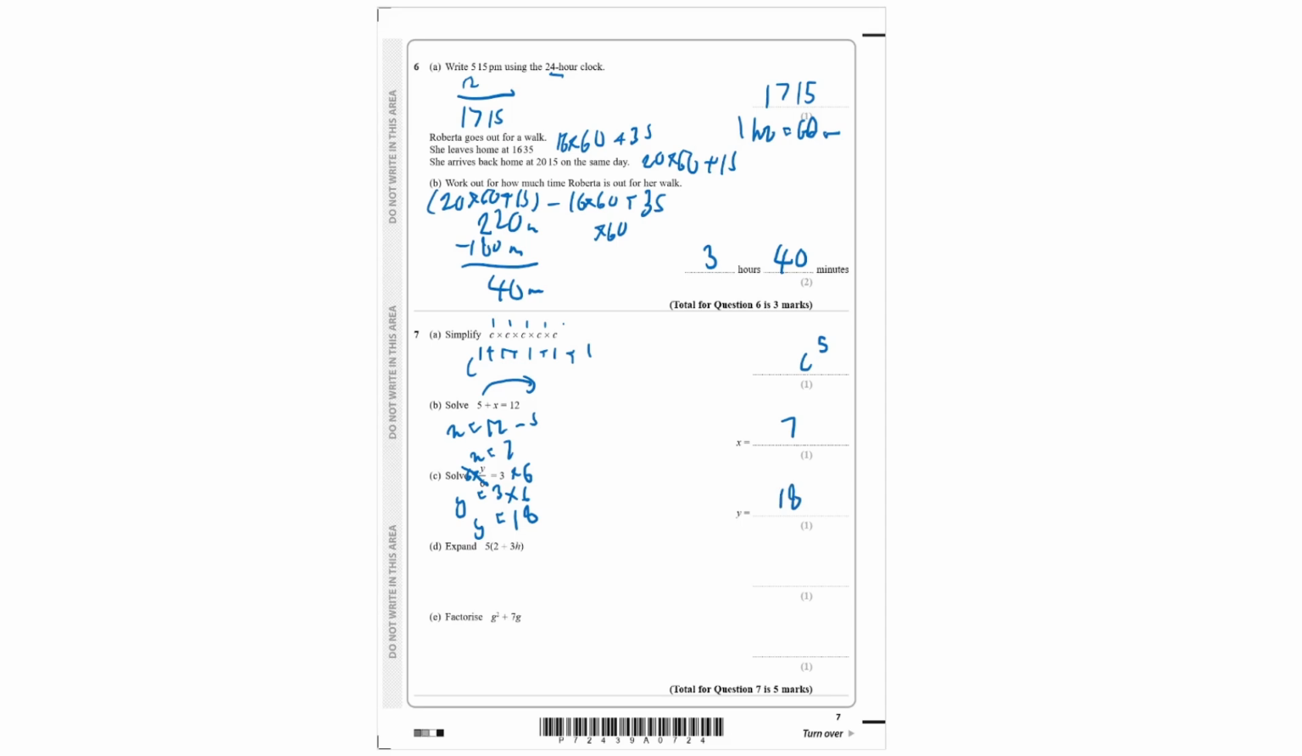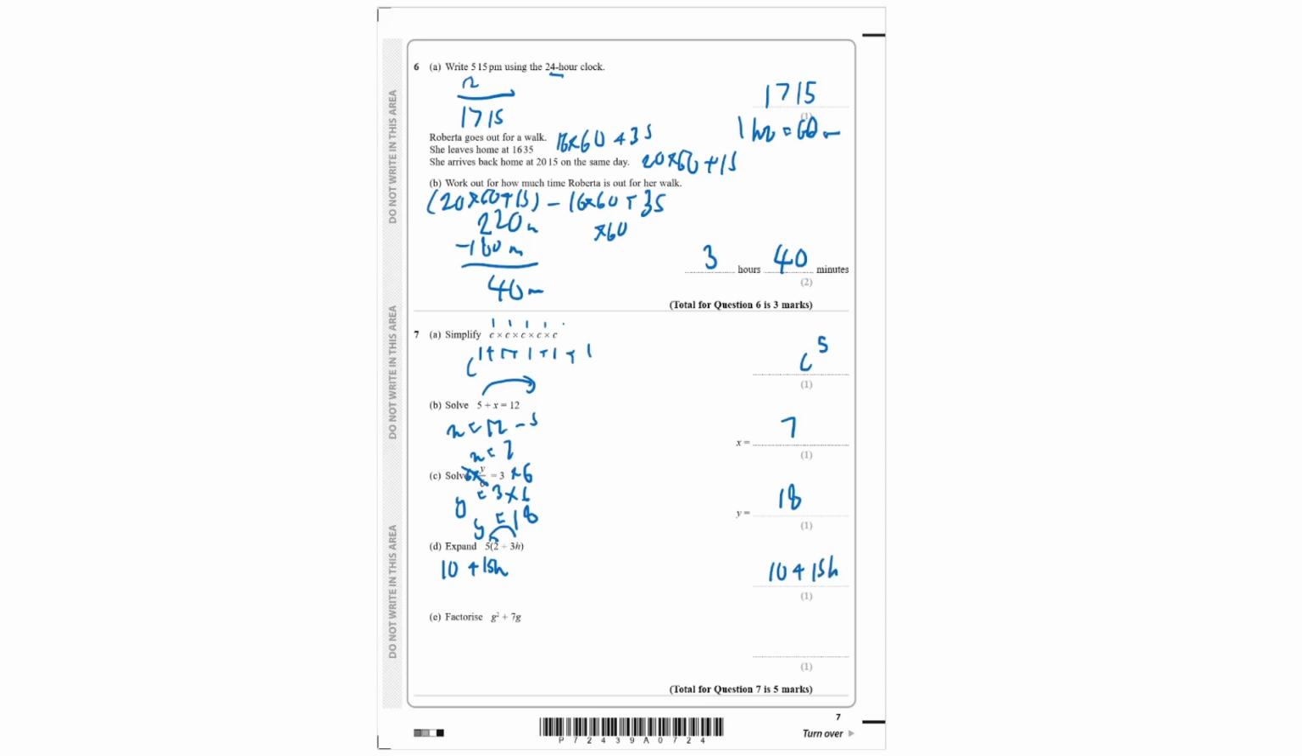Expand 5(2 plus 3h). So when multiplying polynomials, we always multiply everything inside the polynomial. So we have 5 times 2, which is 10, and 5 times 3h, which is 15h. So we write here 10 plus 15h.